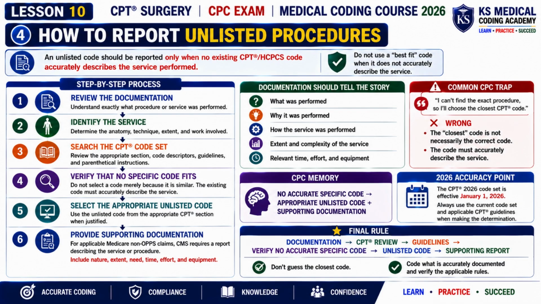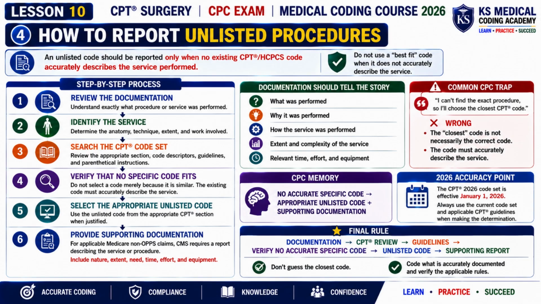Now let's learn how to report an unlisted procedure. The first rule is simple: use an unlisted code only when no existing CPT or HCPCS code accurately describes the service performed. Never select a code simply because it is the closest match. Start by reviewing the documentation and identifying exactly what was performed. Next, determine the anatomy, technique, extent, and work involved. Then search the appropriate CPT section and carefully review the code descriptors, guidelines, and parenthetical instructions. After that, ask an important question: does an existing specific code accurately describe the service?